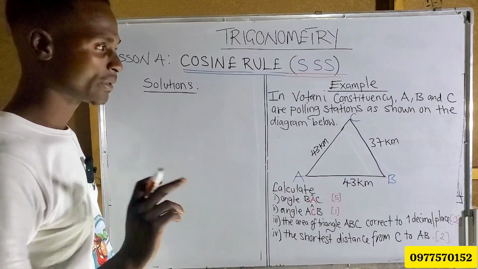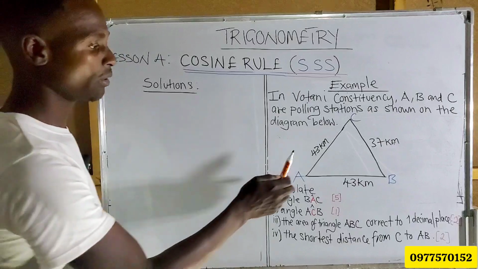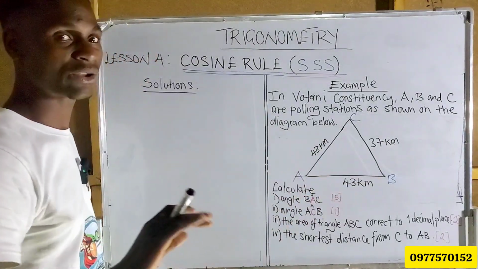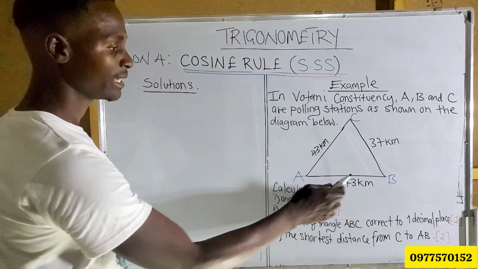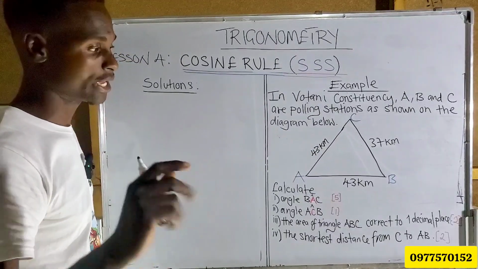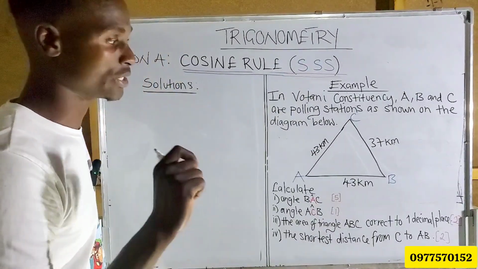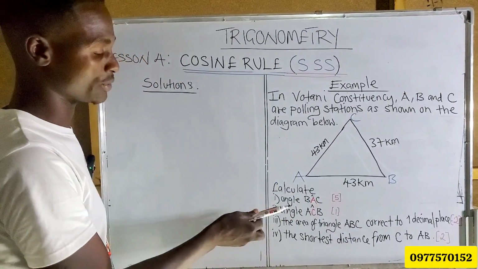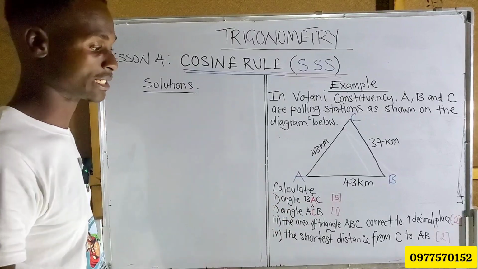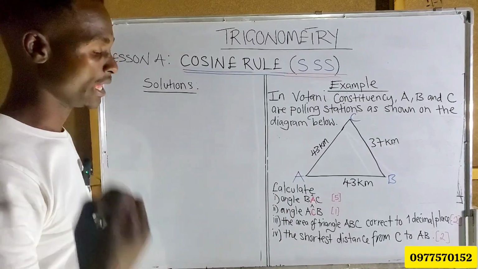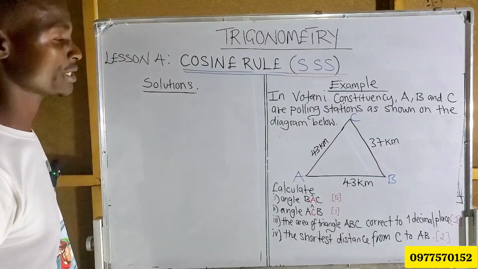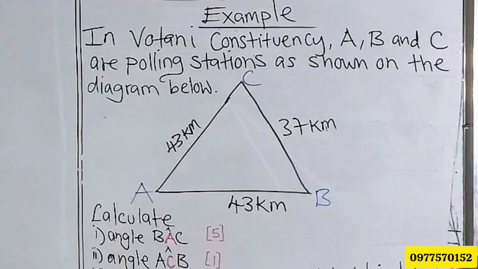By the way, do you know that when you're given all three sides, they cannot ask you to find a side, because you're given all three sides? What you can only be asked to do is find the angle. As you can see here, the first two questions are asking us to find angles.